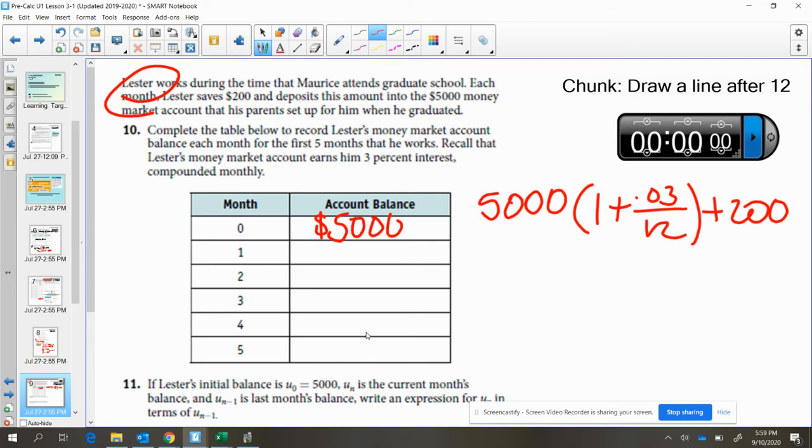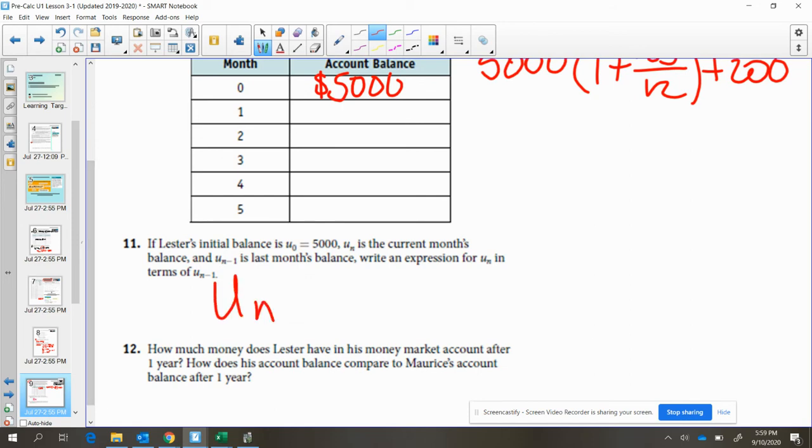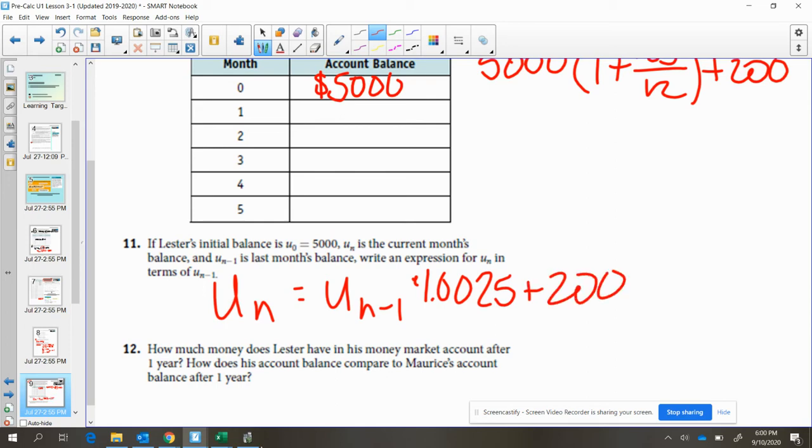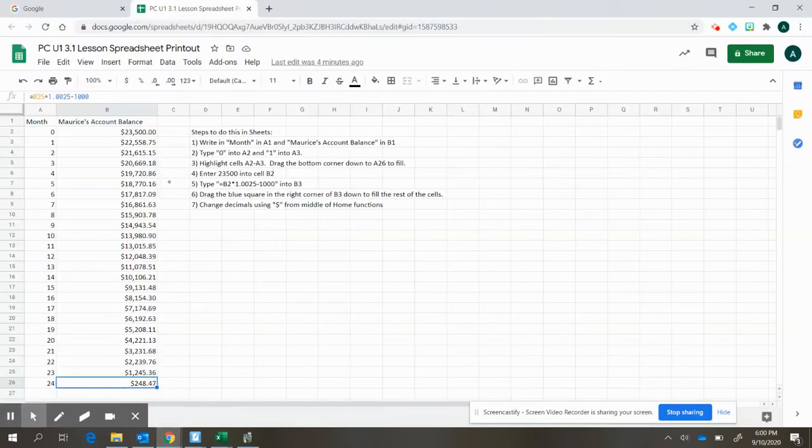Okay, so same kind of idea in that we have to take the previous month's balance and this time multiply it by that 1.0025, but we're going to add $200, right? So as we start calculating here, we can also calculate in here if we want to add in Lester's account balance.